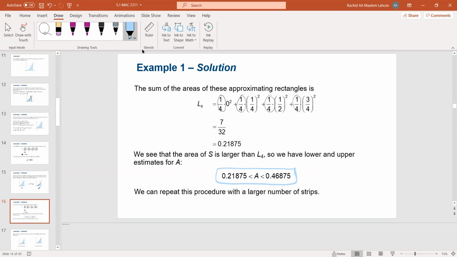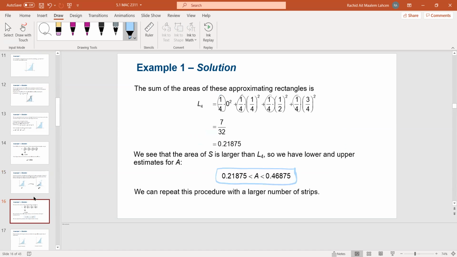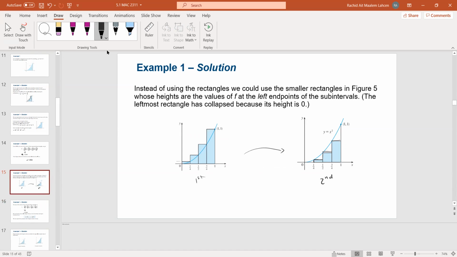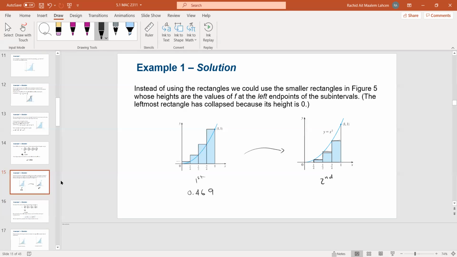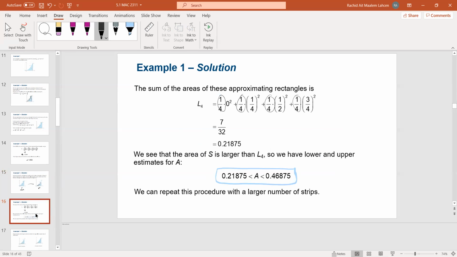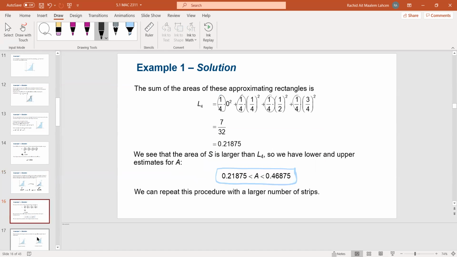So what happens is we do it one way, we're overestimating, and one way we're underestimating. So the actual area is definitely between these two values. And this picture will give you that. This one gives us 0.469, and this one gives us 0.219. So the area is somewhere between these two numbers. So that's the important part we're going to be discussing as we move forward.